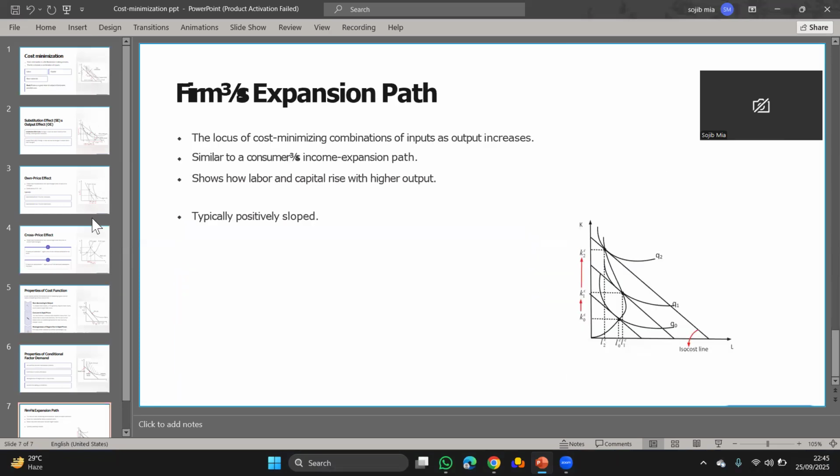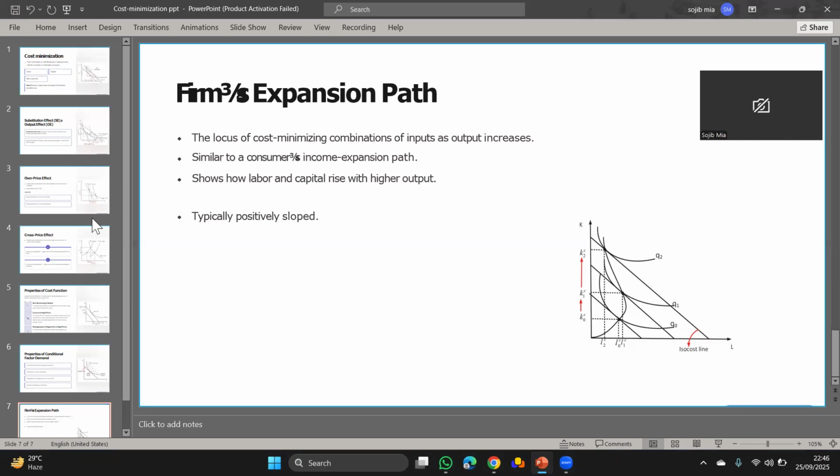Example. The expansion path shows how a farm's cost minimizing combination of inputs changes as output increases. For example, as the baker goes from producing 500 to 1000 loaves, it uses more labor and capital in a cost efficient way. This path of increasing inputs is the farm's expansion path.